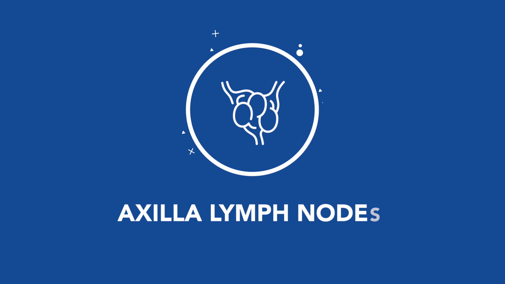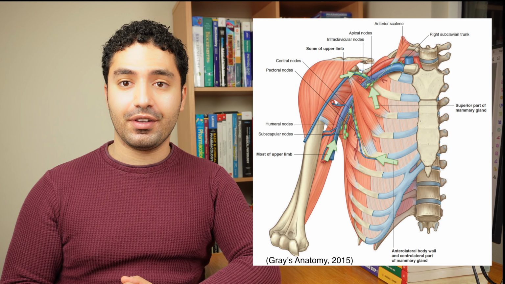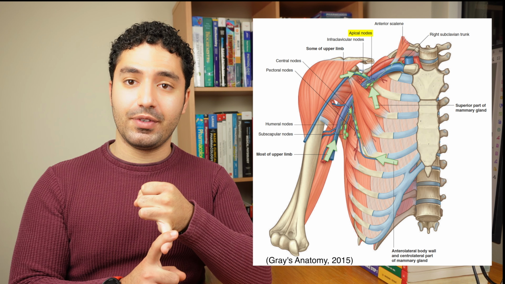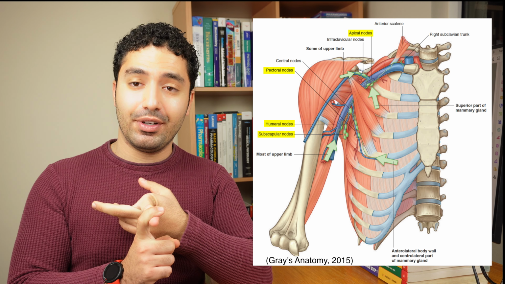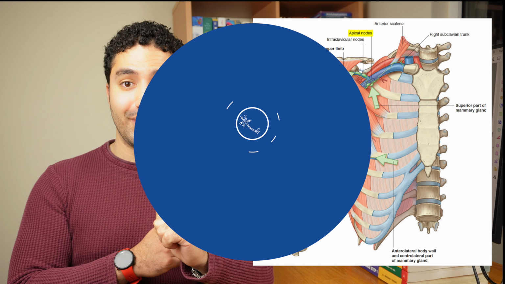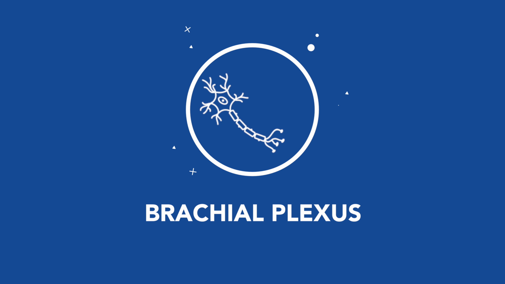Now let's move on to the axillary lymph nodes. In the axilla, we have 5 clusters of lymph nodes. We have the apical lymph nodes, the humeral lymph nodes, the pectoral lymph nodes, the subscapular lymph nodes, and the central lymph nodes. The second last thing that we'll be talking about is the brachial plexus.